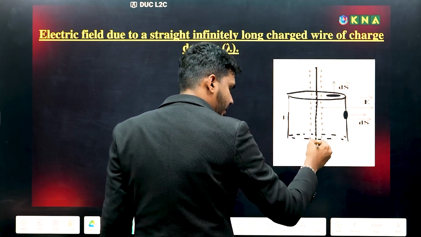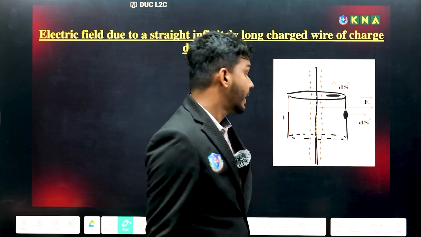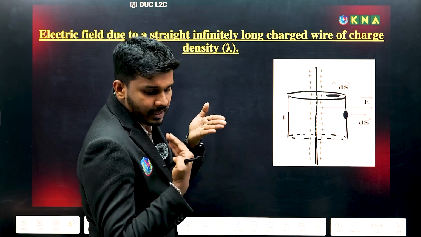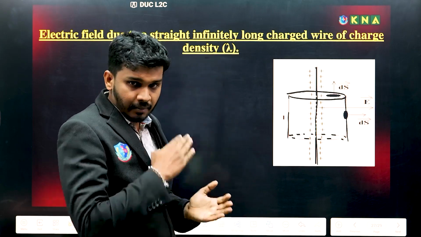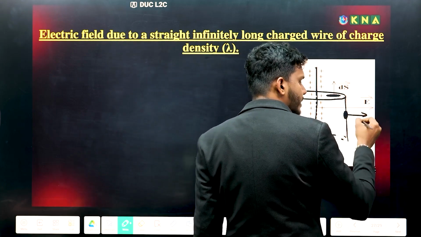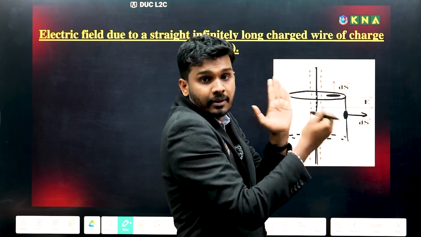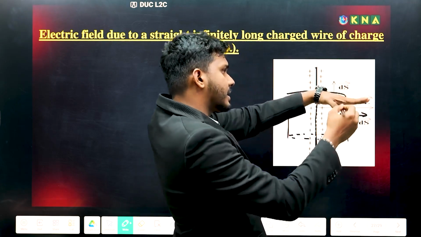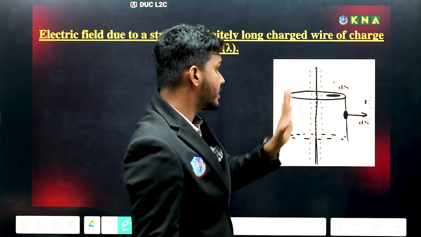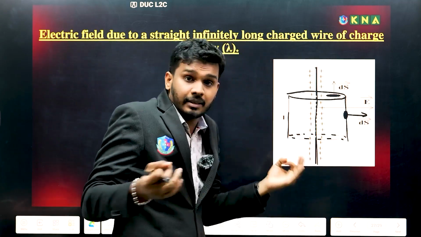This is the infinitely long conductor with a positive charge, and I consider a cylindrical Gaussian surface. This surface has a curved surface and base surfaces. For the curved surface, this is the direction of the area vector, because the area vector is always perpendicular to the surface. For the base surface too, the perpendicular is the direction of the area vector.